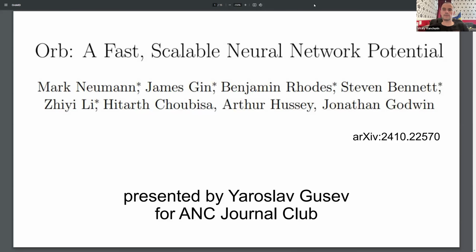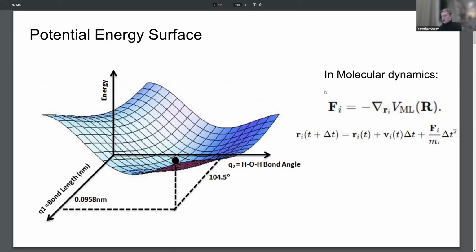Okay, go ahead, Yaroslav. Okay, my talk today is devoted to the application of machine learning to molecular dynamics, and particularly I will discuss this paper, ORP, a framework for modeling neural network potentials for molecular dynamics applications. So let me start with some introduction.